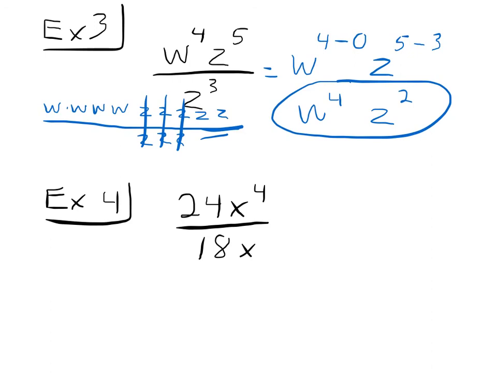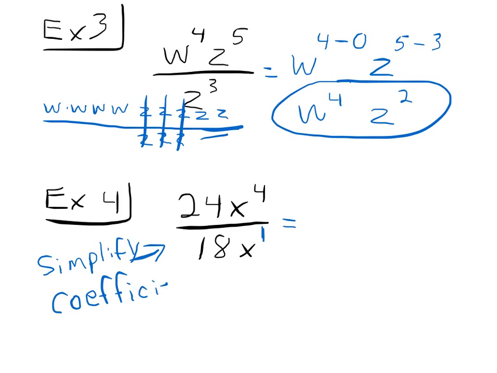All right, the next one. 24x to the 4th over 18x. Oh, doesn't have an exponent. Let's write it in. And then what we need to look at is, first of all, we need to simplify, and I want you to write this. Simplify coefficients.